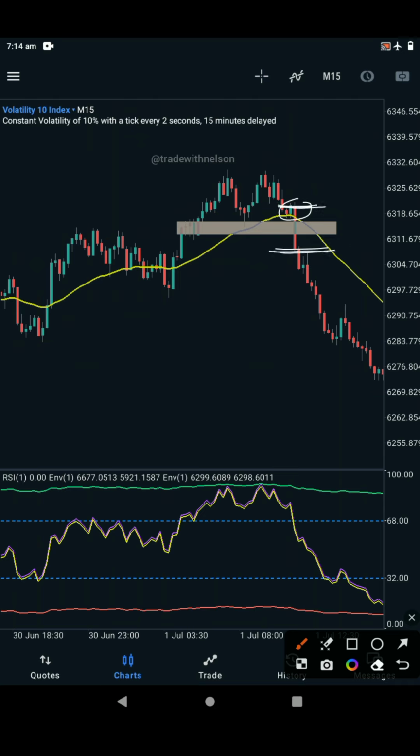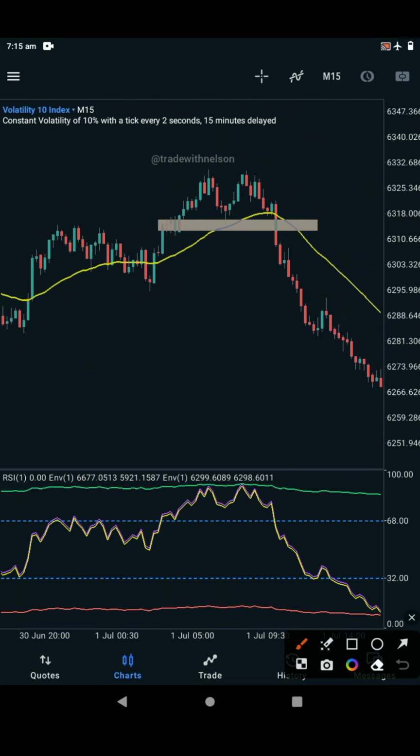Stop loss will be above that moving average. You don't have to put it here. The market continues to drop to the downside until when it enters into the 32 level, and you will close your trade completely. Entry here, stop loss above the moving average, then you close your trade around this point.